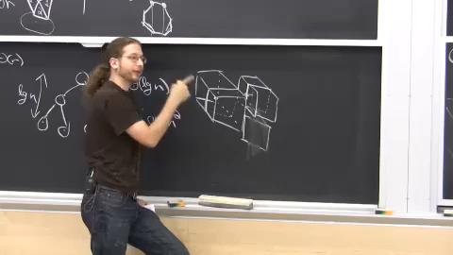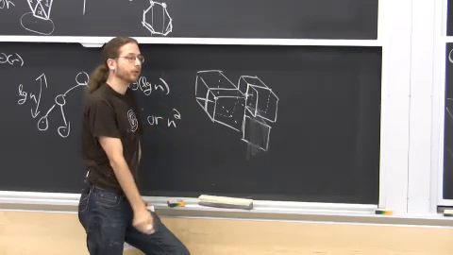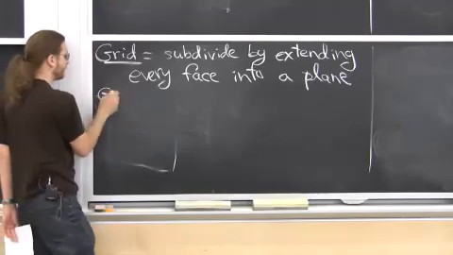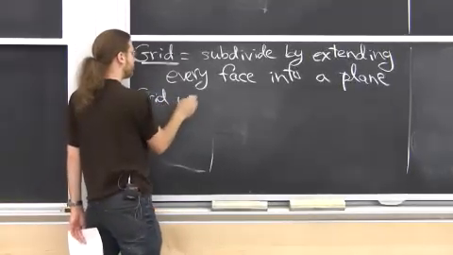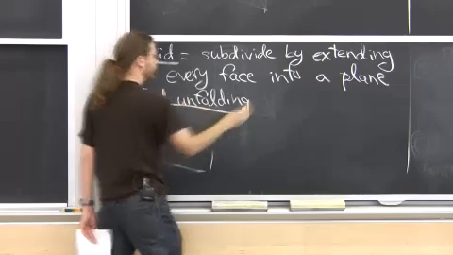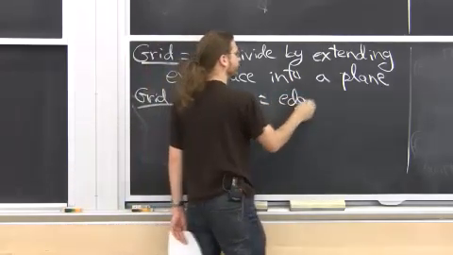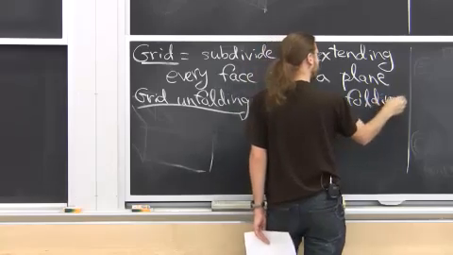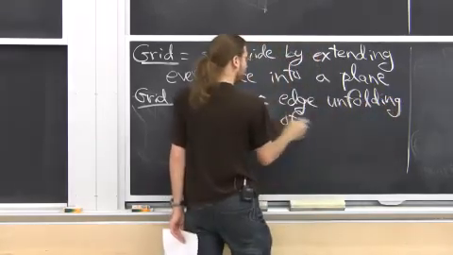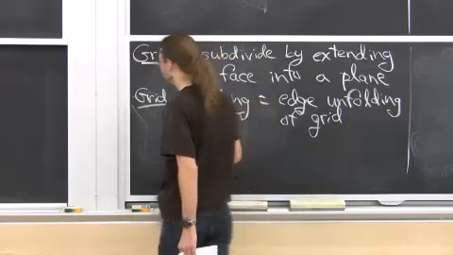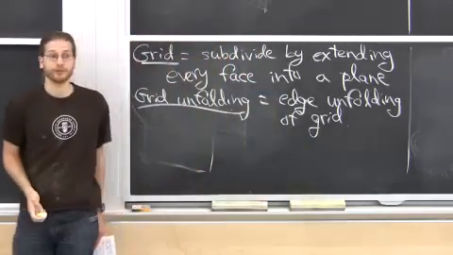I want an edge unfolding of that. Do those exist? These are what we call grid unfoldings. So grid unfolding is an edge unfolding of the grid. This only makes sense for orthogonal polyhedra. Open question: do grid unfoldings always exist?